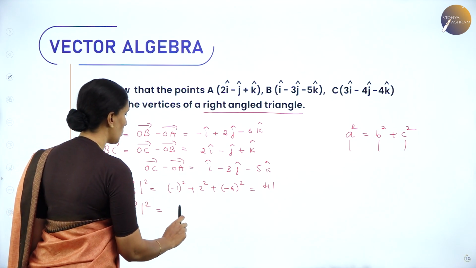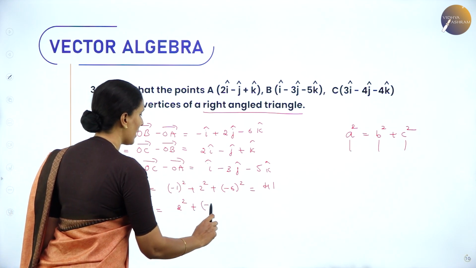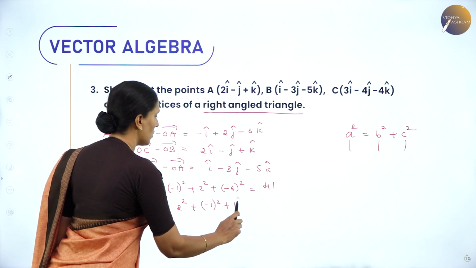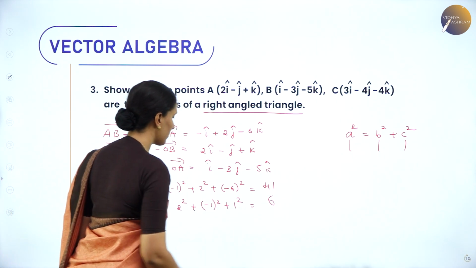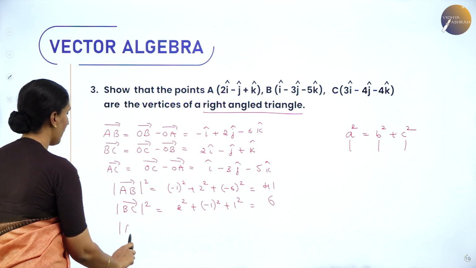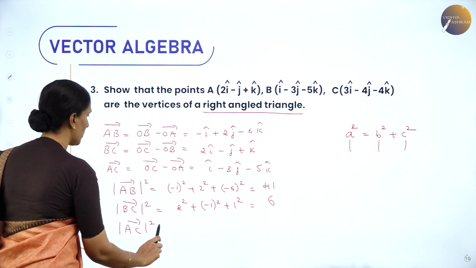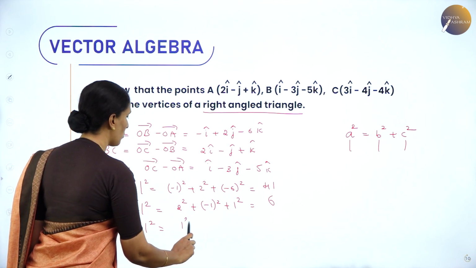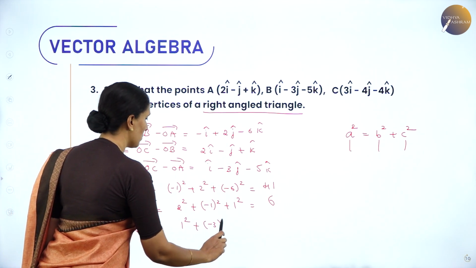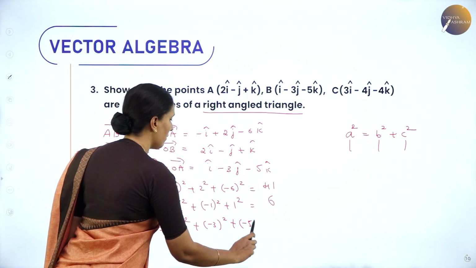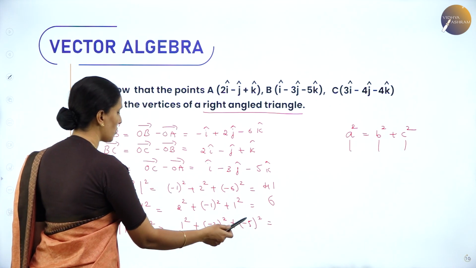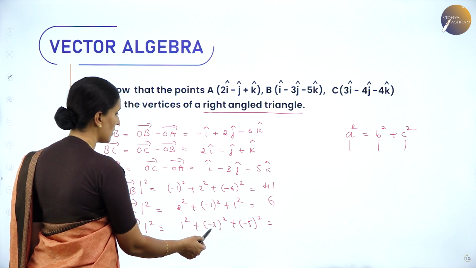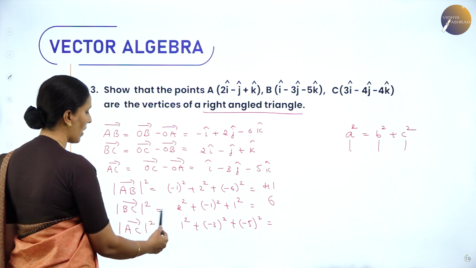Next we will calculate the magnitude of vector BC squared. It is 2 square plus minus 1 whole square plus 1 square. So 4, 5, 6. The last one is AC square. It is 1 square plus minus 3 whole square plus minus 5 whole square. Minus 5 whole square is 25, so 25 plus 9 is 34, 34 plus 1 is 35.